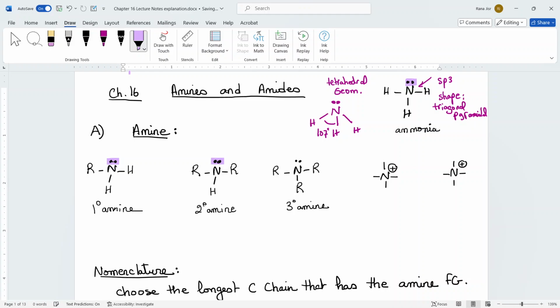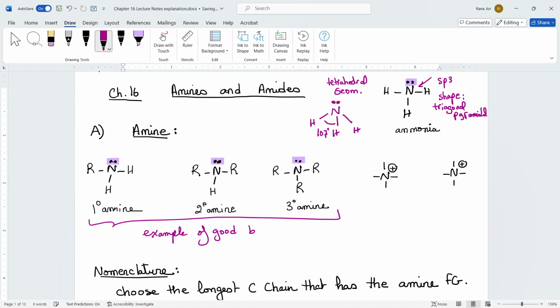Okay, all amines are bases. The reason why they are bases is because of the lone pairs. So all of these are examples of good bases. Okay, and we know that a base normally is electron rich, and the way that we represent an electron rich molecule is by the presence of the lone pairs.